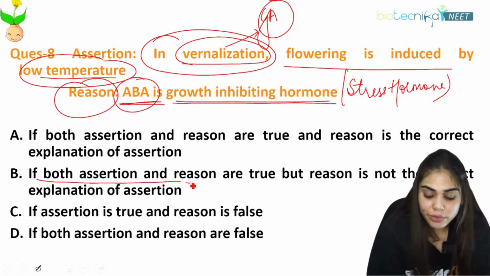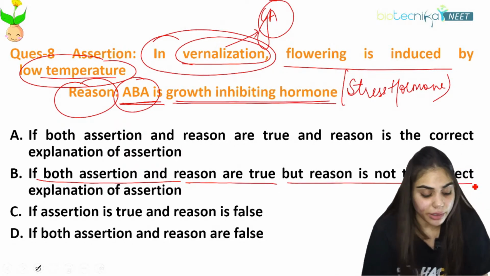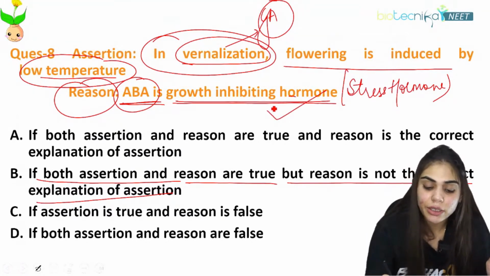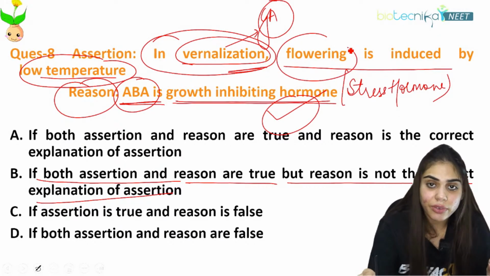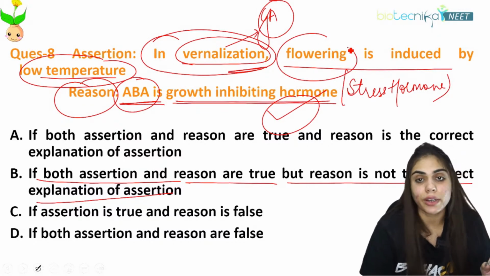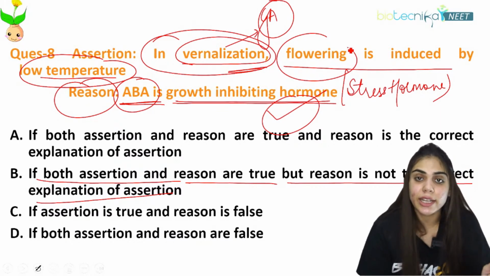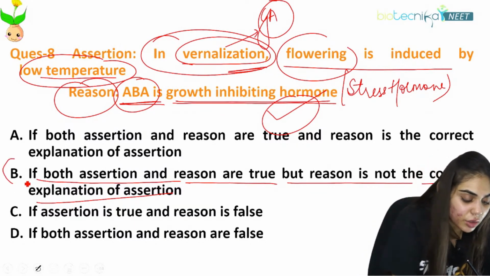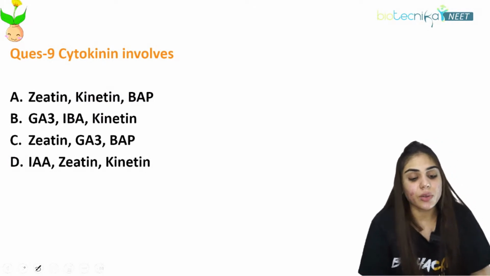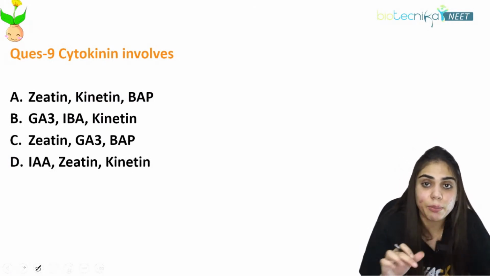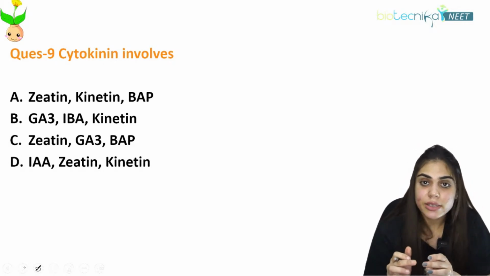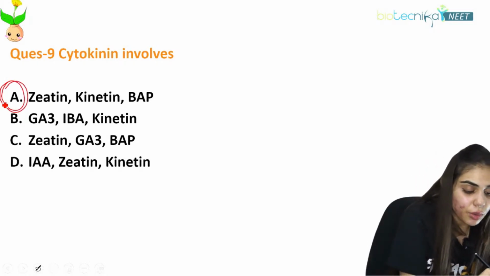If both assertion and reason are true, but the reason is not the correct explanation of the assertion, because we know that ABA is a growth inhibiting hormone, right? And in vernalization, flowering is sometimes induced by low temperature or vernalizing substances. But if we provide GA in the surrounding, this vernalization will happen and flowering will be induced. Here, option B goes right. Cytokinin examples we have already seen in the example slide, the types of cytokinin. There are 3 types of cytokinin: kinetin, zeatin, and BAP, that is 6-benzyl aminopurine. So option A goes right for this.